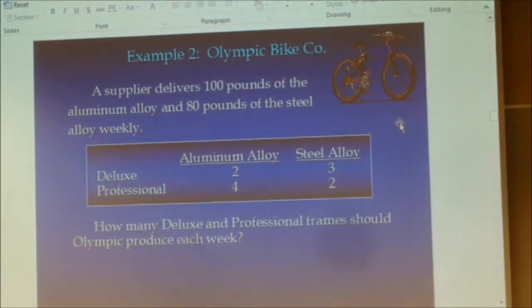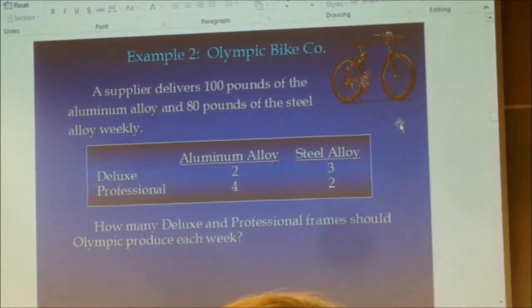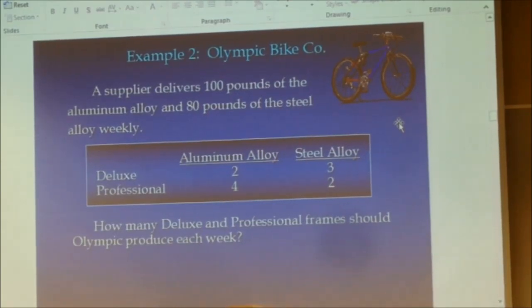Now we got to connect these variables to this 100 pounds of aluminum in the form of a constraint by figuring out how much aluminum each frame uses. This is how many deluxe frames we're going to build, but how much aluminum does each frame use. And that's in the chart right there. The deluxe frame uses 2 units of aluminum times however many deluxe frames we're scheduling, plus 3 units of aluminum on the professional frame, however many we schedule there. When you add them together, we can't go over 100. That's all we have from the supplier.